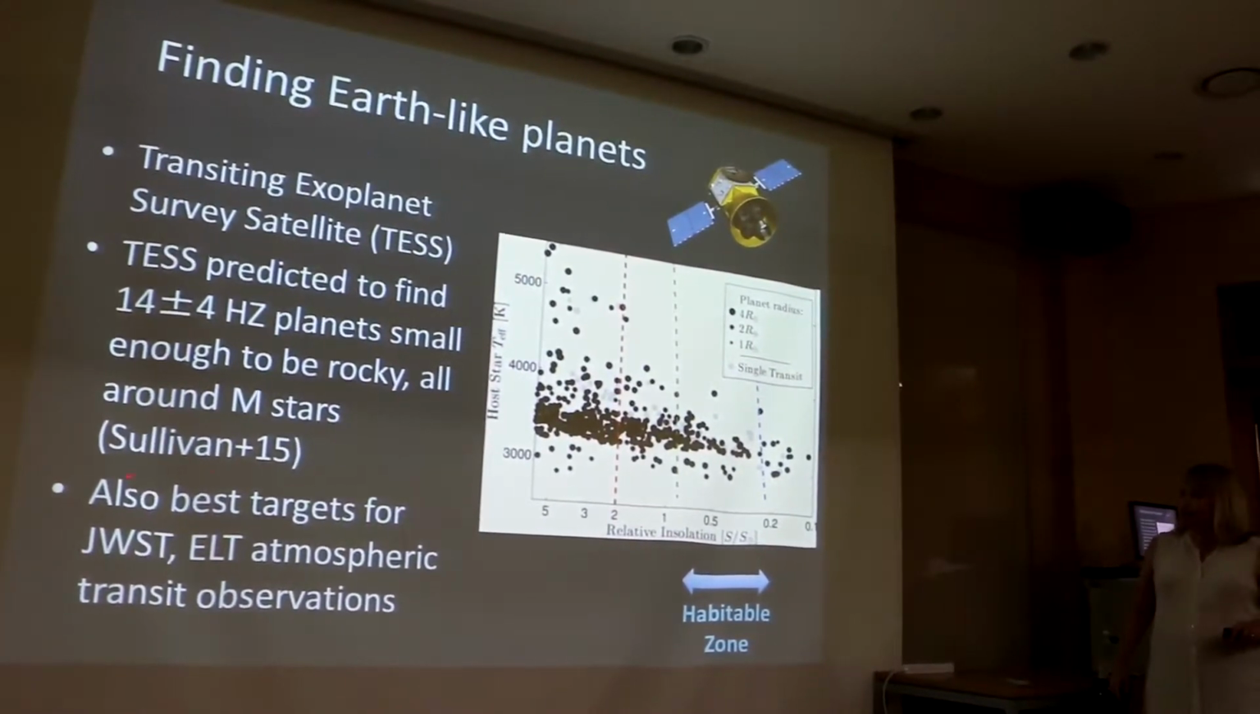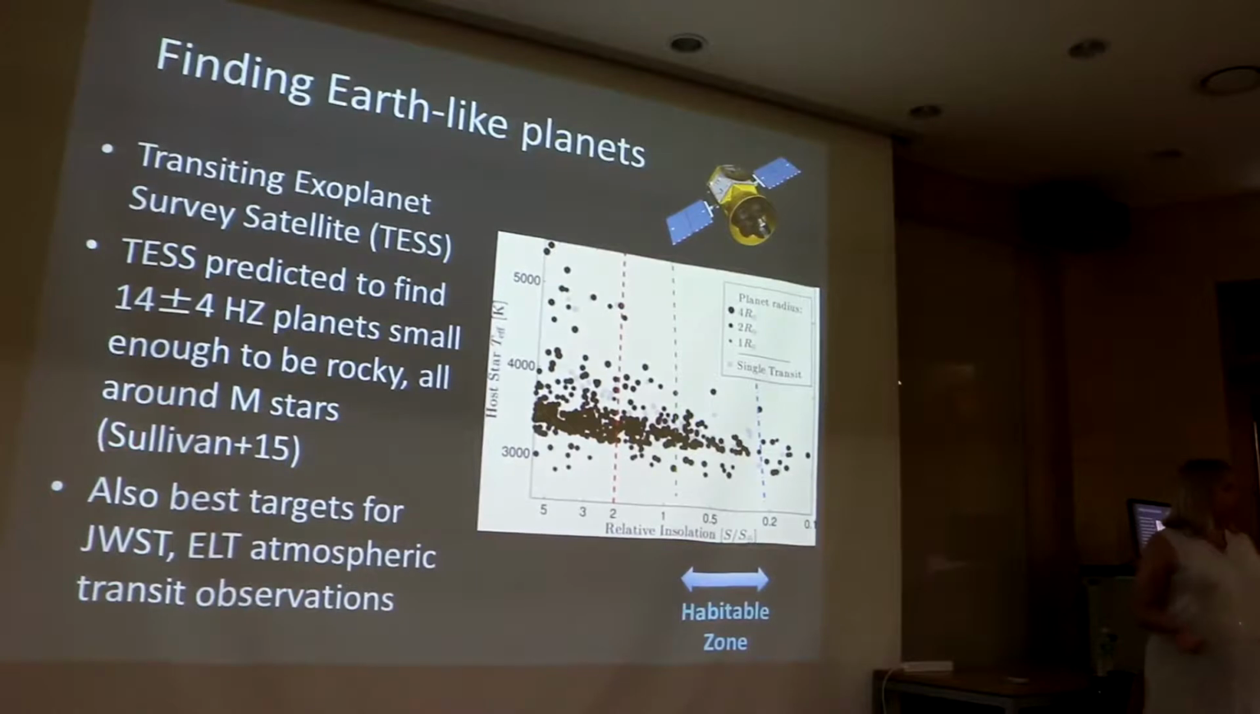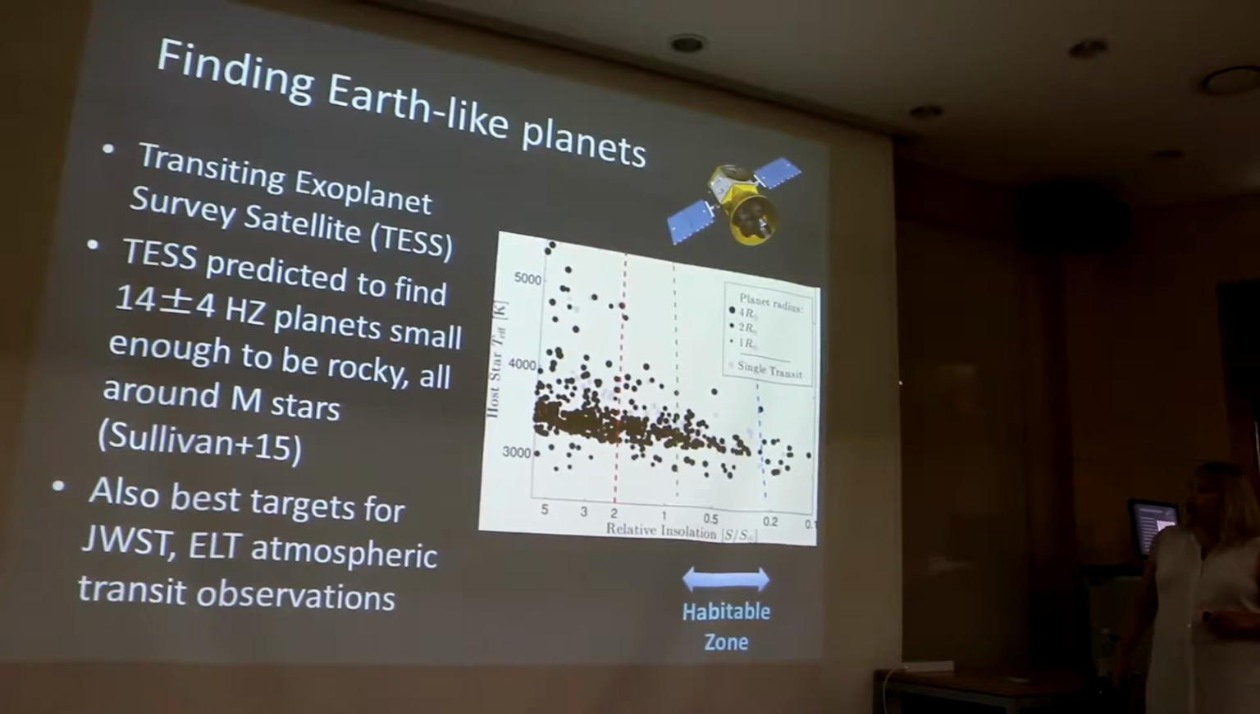Members of the TESS team have published a paper estimating how many planets TESS will find during its mission. And this is a plot of the planets that they expect to find. This is the temperature of the star, and this is how much flux the planet is receiving. And then the different sizes here show you small planets and larger planets. And so this is the sort of planet distribution they expect to find. It will be very easy to find larger planets, so you see many of these bigger holes. But the smaller planets are a little harder to find, but there are some in there.